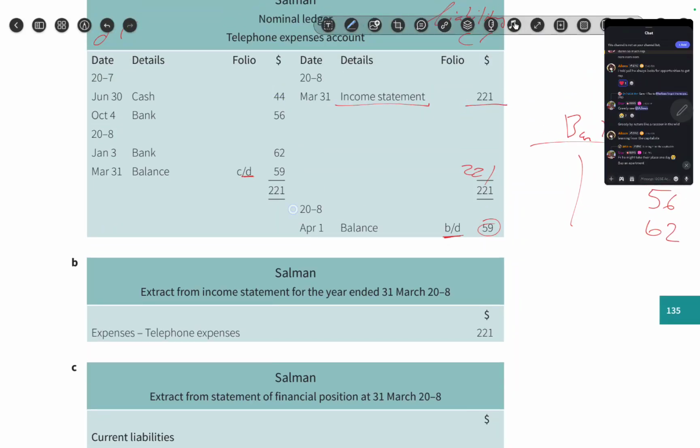All right, and then in the income statement, in your expenses, you will write telephone expenses 221 instead of writing this much. This is 162. Instead of writing 162, we paid only 162. We did not pay 59, but we still write it in the income statement because it relates to this year.